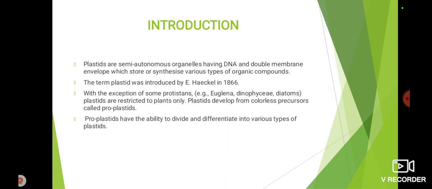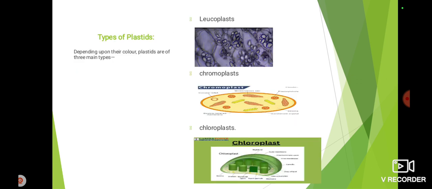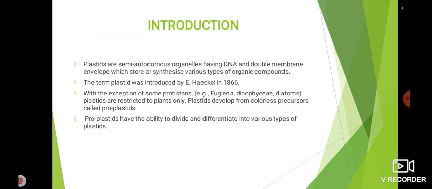So, plastids are semi-autonomous organelles having DNA and a double membrane envelope, which store or synthesize various types of organic compounds. This term was introduced by E. Haeckel in the year 1866. With the exception of some protistans, plastids are restricted to plants only. Plastids develop from colorless precursors called proplastids. Proplastids have the ability to divide and differentiate into various types of plastids.